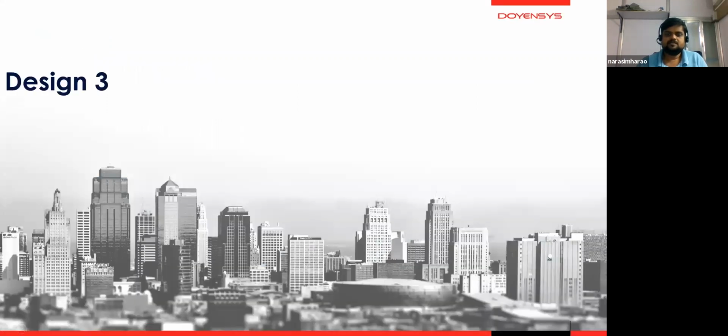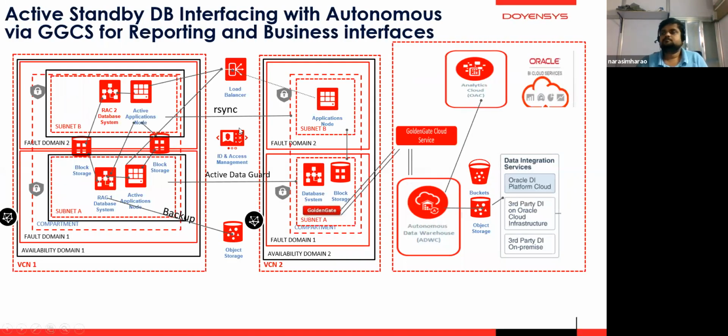Okay. We'll take a look at the design tree. All right. So let's say I have a customer and there are a lot of integrations in place, where I have BICS as well as third-party integrations. Okay. So how can I take advantage of autonomous database and how can it be connected?